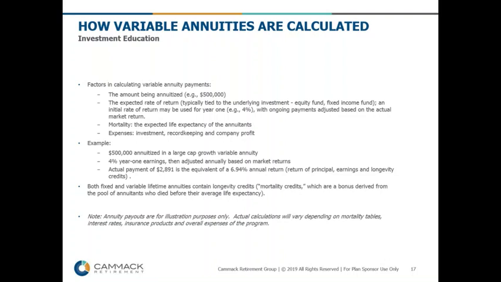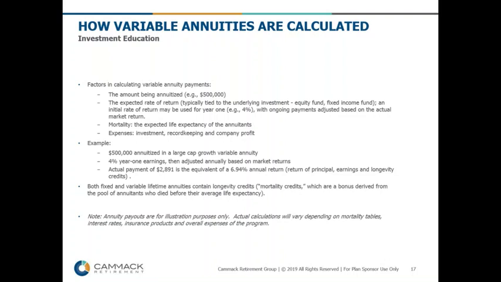investment fees, record-keeping fees, and, if it's a for-profit insurance company, then company profit. So in the example, $500,000 annuitized, and they have a large cap growth fund as the sub-account for the annuity. They may assume in year one a 4% earnings, and then they're going to adjust that annually based on market returns. So in this example, $2,891 would be your year one payout, and then that would actually adjust based on the underlying investments.